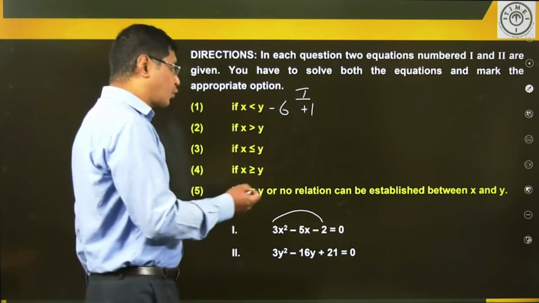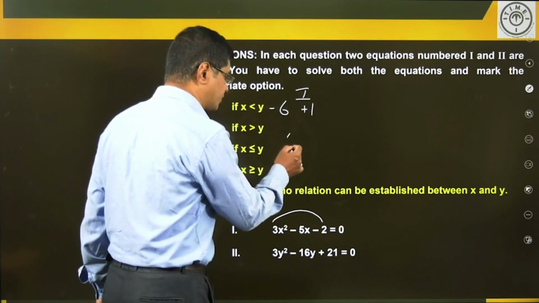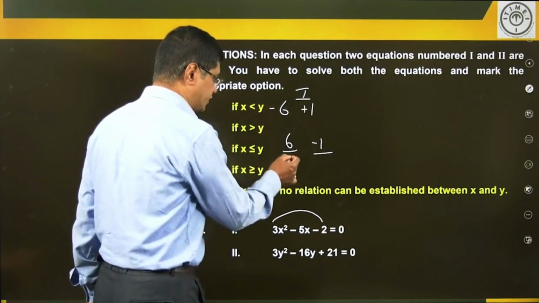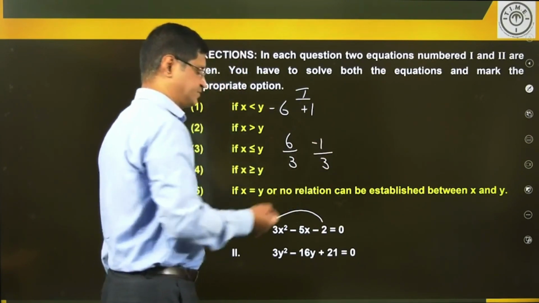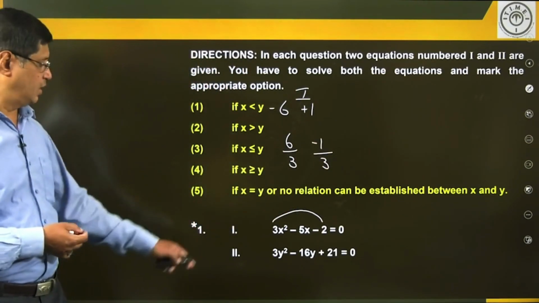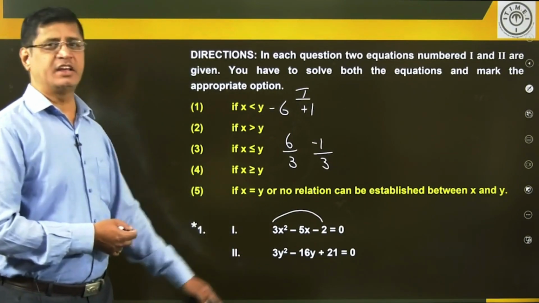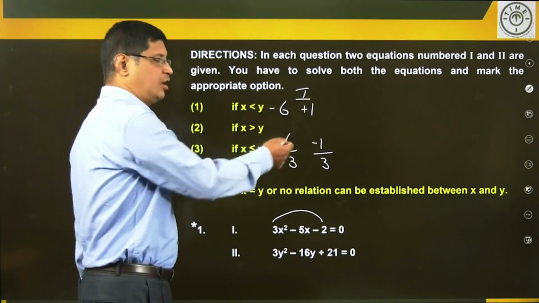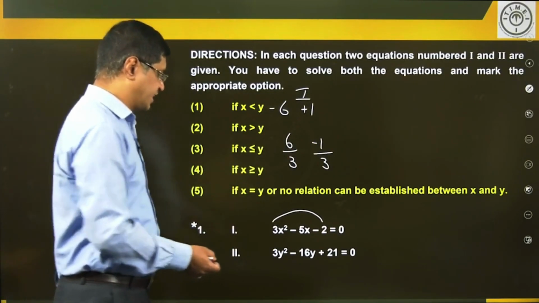What about the roots? The roots of the quadratic equation means the same numbers, just take the opposite sign and divide by the coefficient of x square. Okay. So, what is the result here? The first quadratic equation roots are 6 by 3 and minus 1 by 3. Look at the second one.